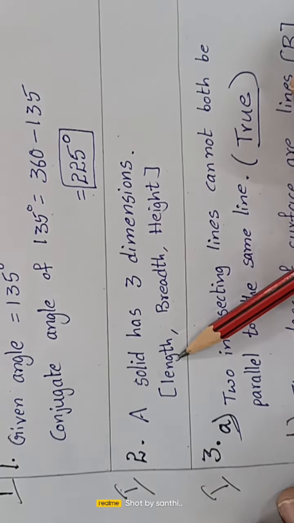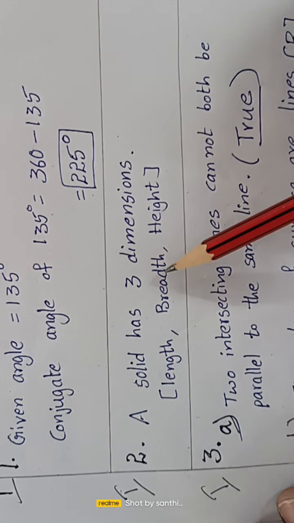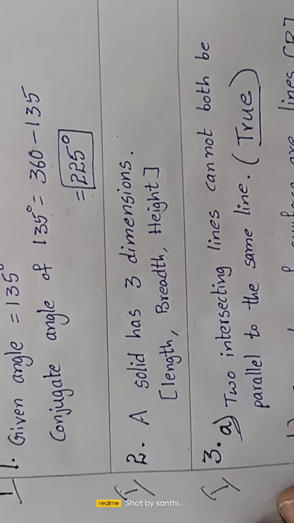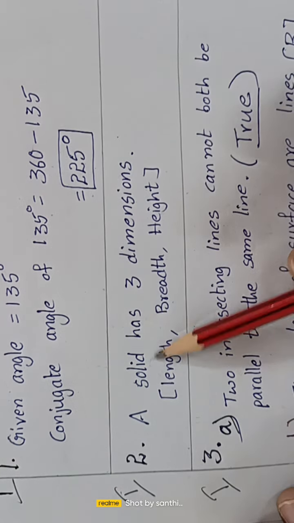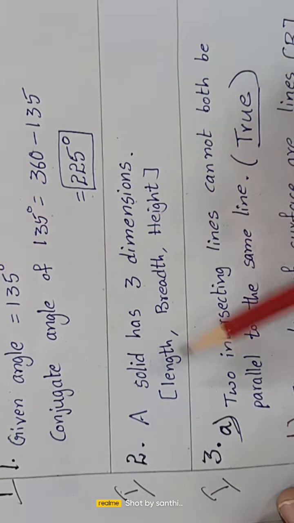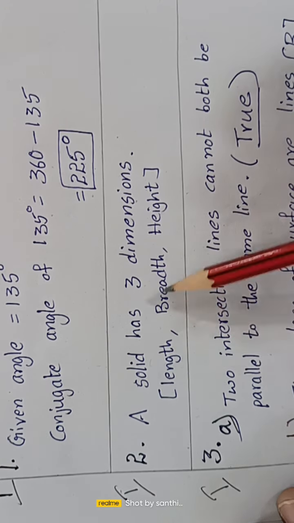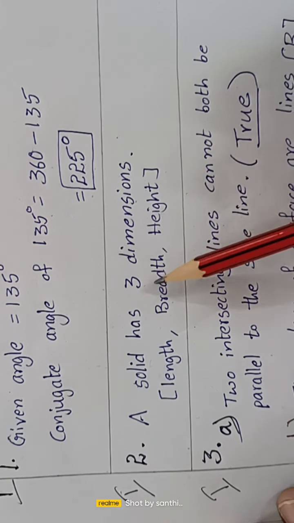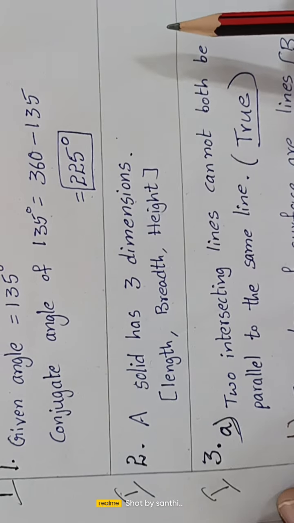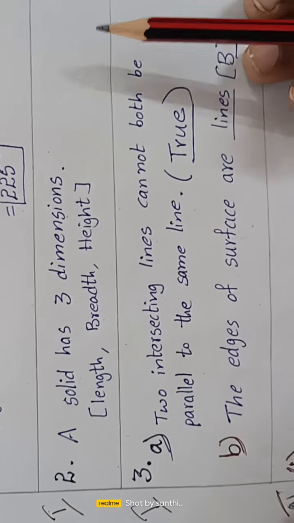Then the second question is, what are the dimensions of a solid? How many dimensions a solid has? They asked how many, which means a solid has 3 dimensions. What are they? If they ask, you have to write length, breadth and height. If you write 3 dimensions, then you will get 1 mark here, because they asked only how many.